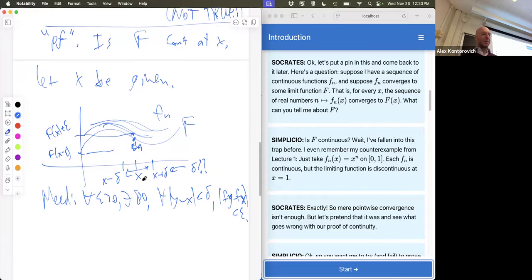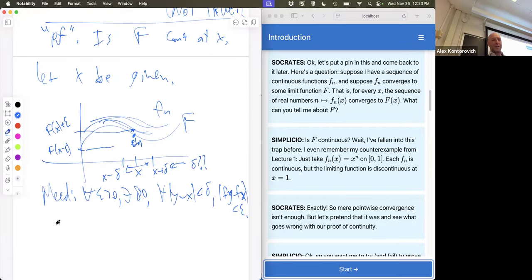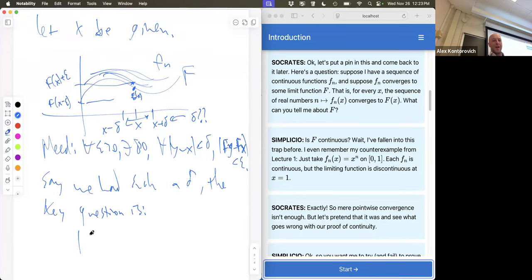Okay, let's say we had such a delta. I don't know where it's going to come from. Say we had such a delta. The key question is that these are supposed to be capital F's, our limiting function, capital F. The key question is about |F(y) - F(x)| being less than epsilon. How could we get these things close to epsilon?